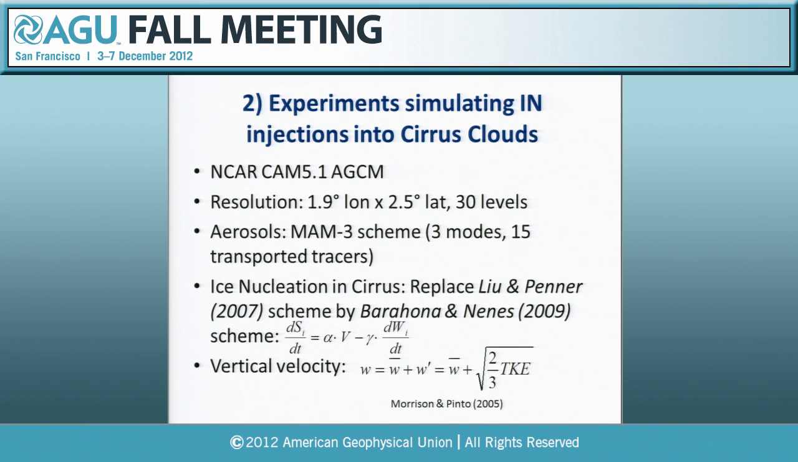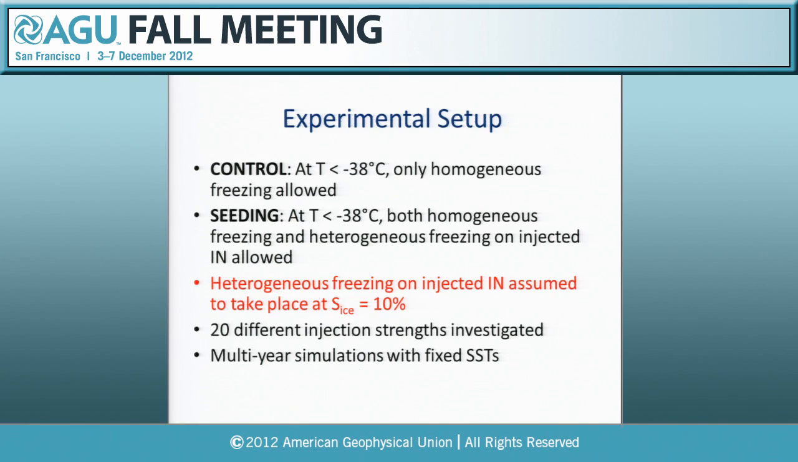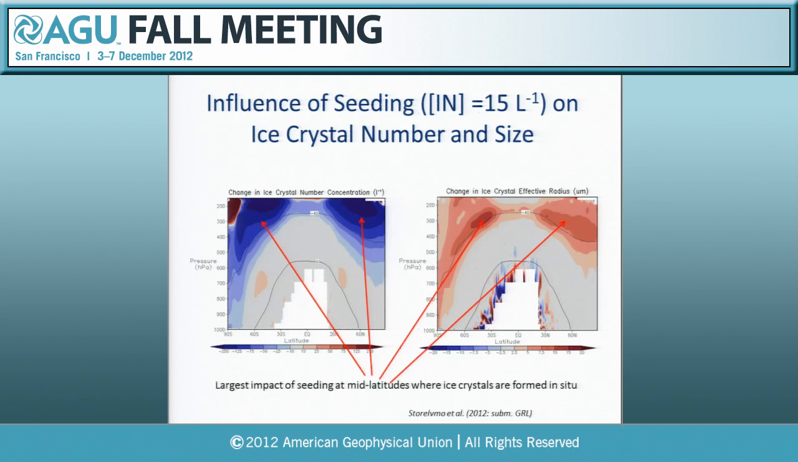That's also a state-of-the-art global climate model, and we're using a fairly sophisticated treatment of ice nucleation. We have one control run, and then we have a seeding run where we have both homogeneous and heterogeneous freezing competing at low temperatures. And we assume that they activate at 10% supersaturation, whereas homogeneous freezing occurs at supersaturations of 40 to 50%.